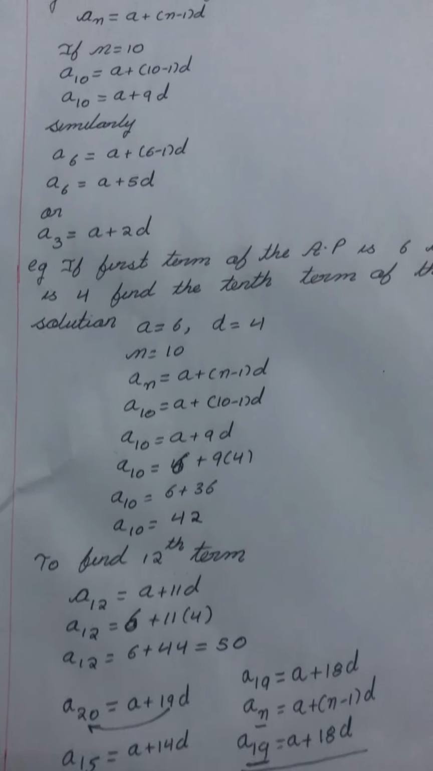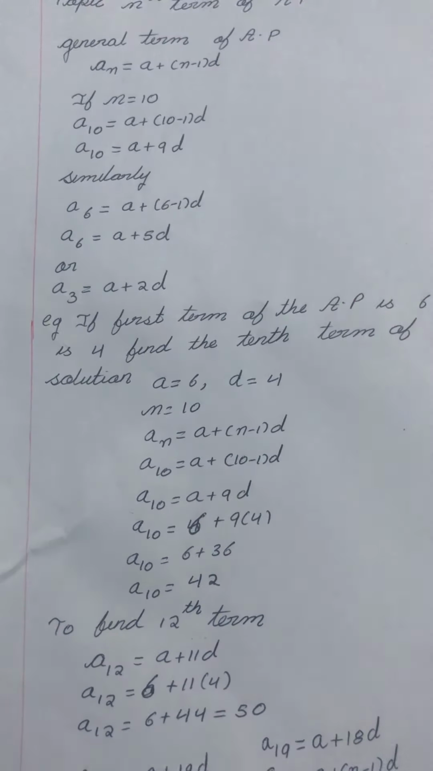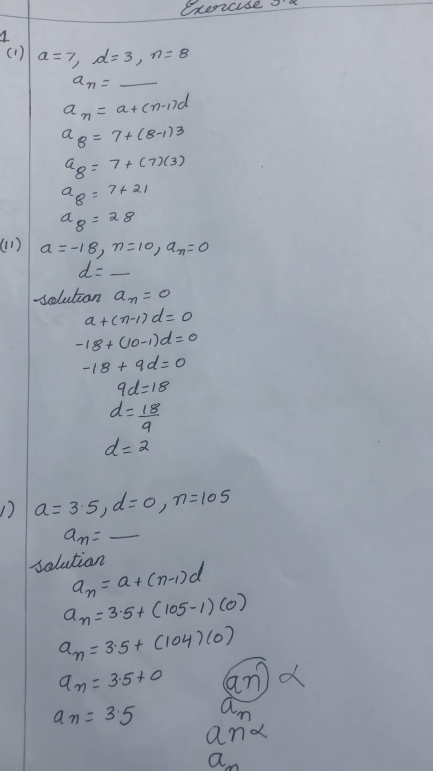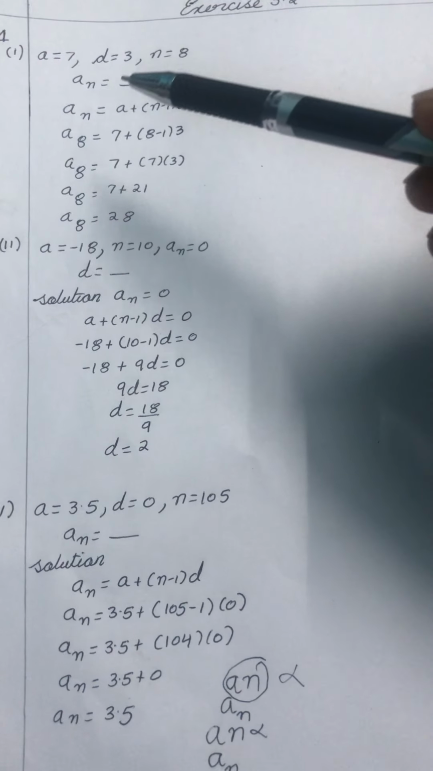So today we have discussed the general term formula of an AP, that is an equals a plus (n minus 1)d. This formula will be used in exercise 5.2. In 5.2, first question, first part, fill in the blanks: a few terms are given and one is missing. In the first question, a is given 7, d is given 3, n is given 8, and we want to find an.